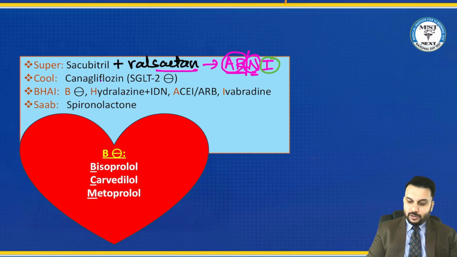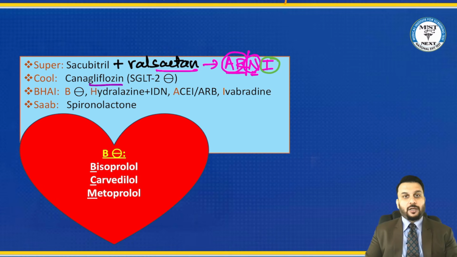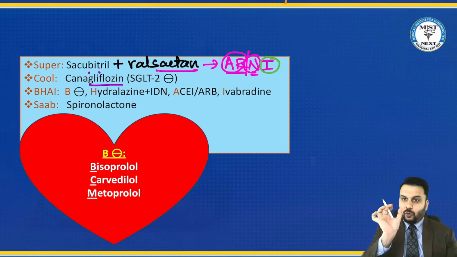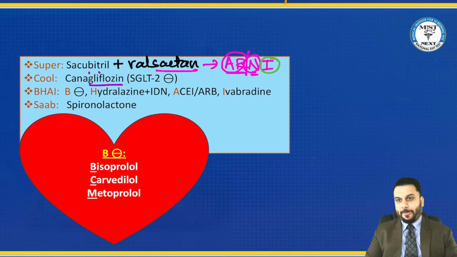Gliflozin, very important drugs repeated in the exam again and again. This is actually a drug from the diabetes topic, SGLT2 inhibitors. Okay. So these are the drugs where glucose flows in urine. You can see the name gliflozin, glucose flows in urine.